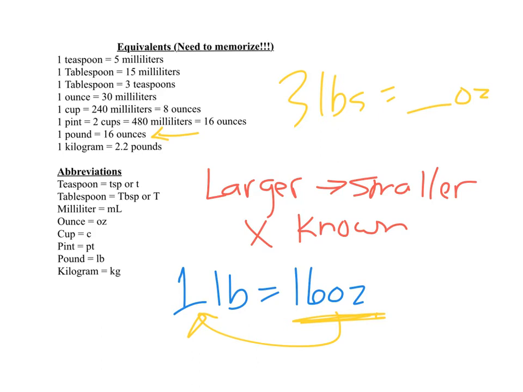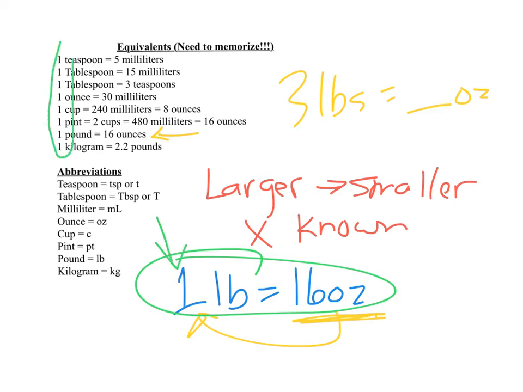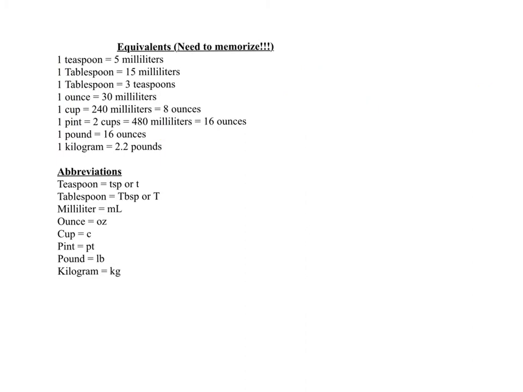And a way to think about that too is whichever one, when you're looking at this known, because you notice that all of them, according to this equivalent sheet, all of them on that left-hand side have a 1. Whichever one is your 1, that's your larger unit. So anytime I'm going from the larger unit to the smaller unit, I will always multiply by that known. Opposite when I'm going from the smaller to the larger.